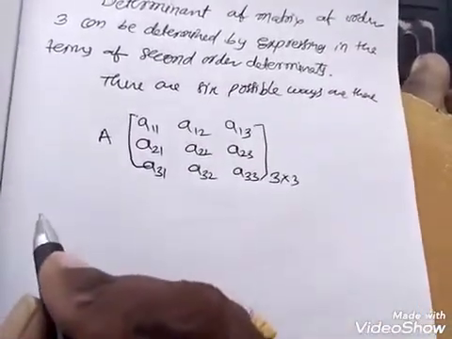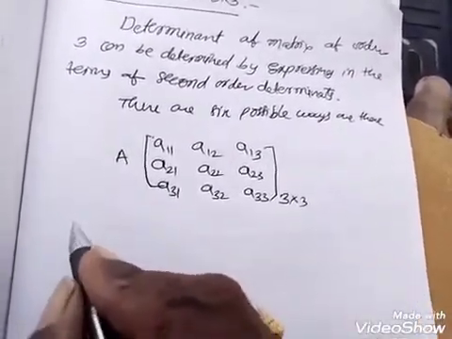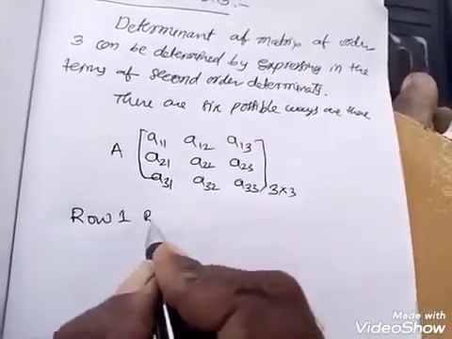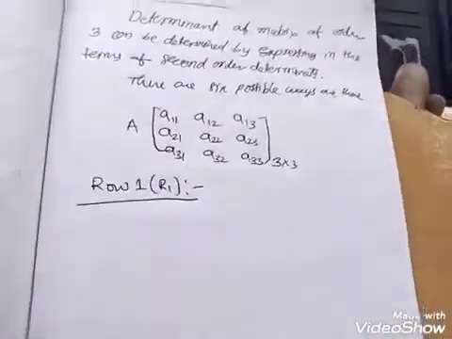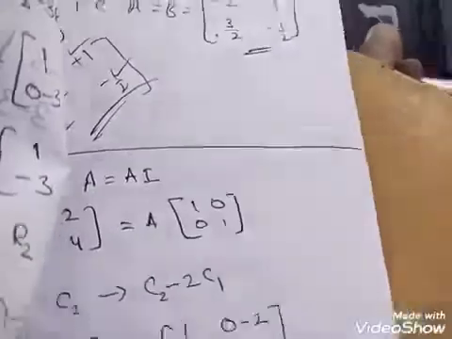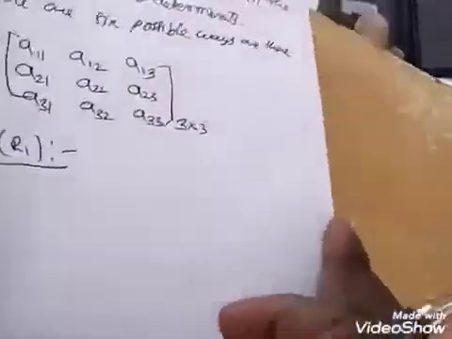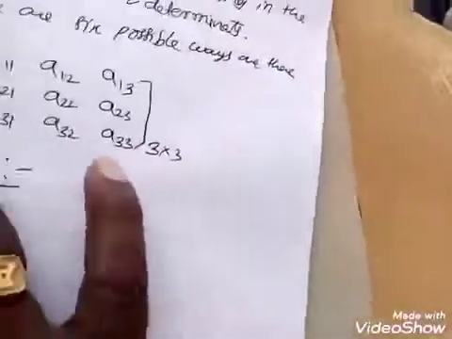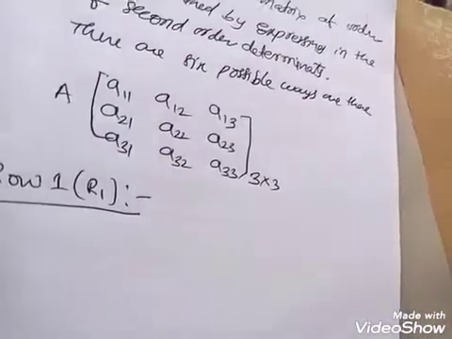I am explaining how to solve with a row. Here I am taking row 1, that is with respect to R1. I am expanding. Observe the elements: A11, A12, A13. These are the 3 elements.